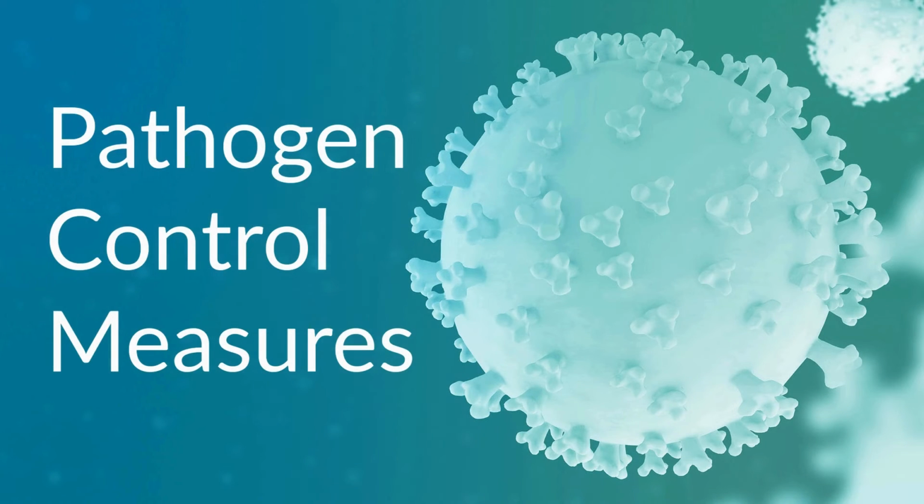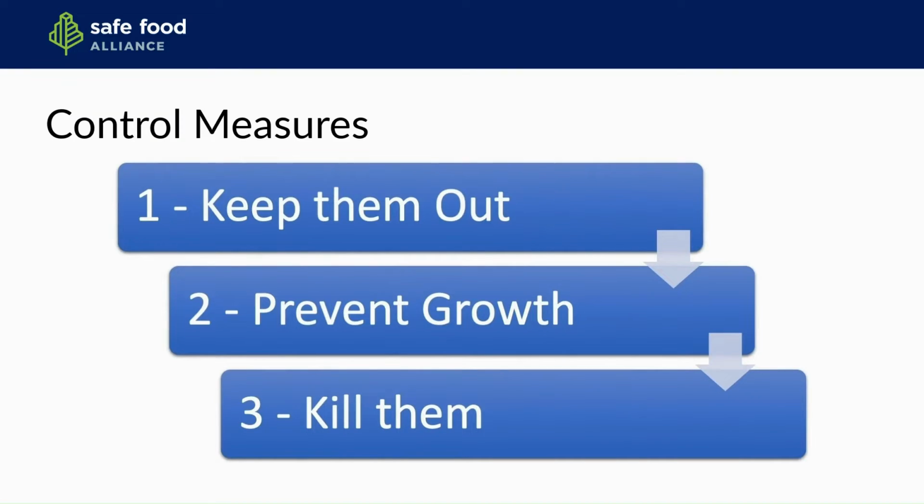All right, let's talk a little bit about pathogen control measures. The FDA is very blunt about how to control pathogens. We try to keep them out, we try to prevent their growth, and we try to kill them. So those are the three basic ways that you're going to control pathogens or biological hazards in your food products.